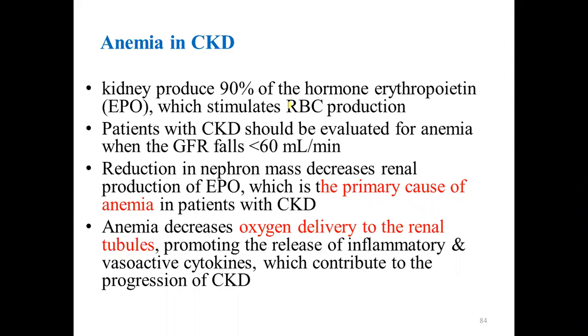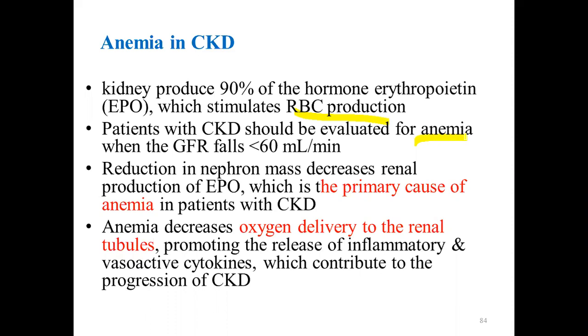I think it's because the kidney makes erythropoietin. So when the kidney is damaged, the erythropoietin will decrease, and therefore the RBCs will also decrease, causing anemia. Okay, exactly, yes. So the kidney produces around 90% of the hormone erythropoietin. This is one of the endocrine functions of the kidney, which stimulates RBC production. A patient with CKD should be evaluated for anemia if the GFR falls to less than 60 ml per minute.